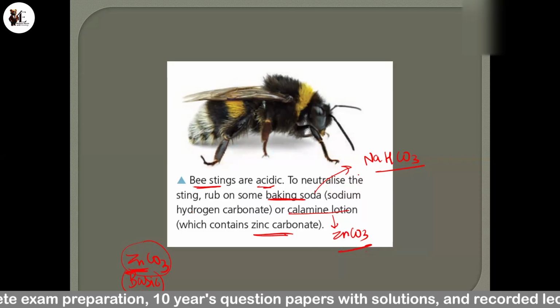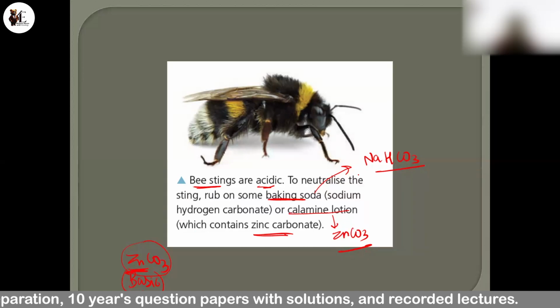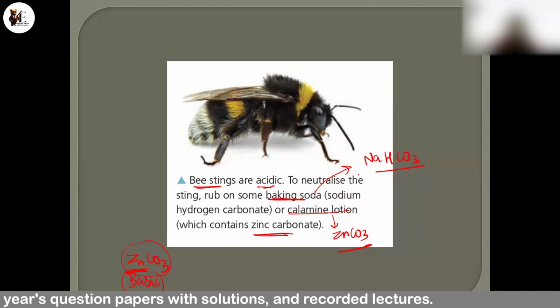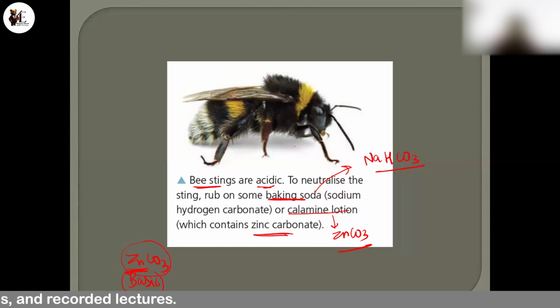Yes, ma'am. And that reaction you are saying, zinc carbonate reacts with acid to form salt plus water plus carbon dioxide. Yes, it happens. Carbon dioxide will evaporate, so that doesn't matter. Your skin will get neutralized from the bee sting. That is the purpose.